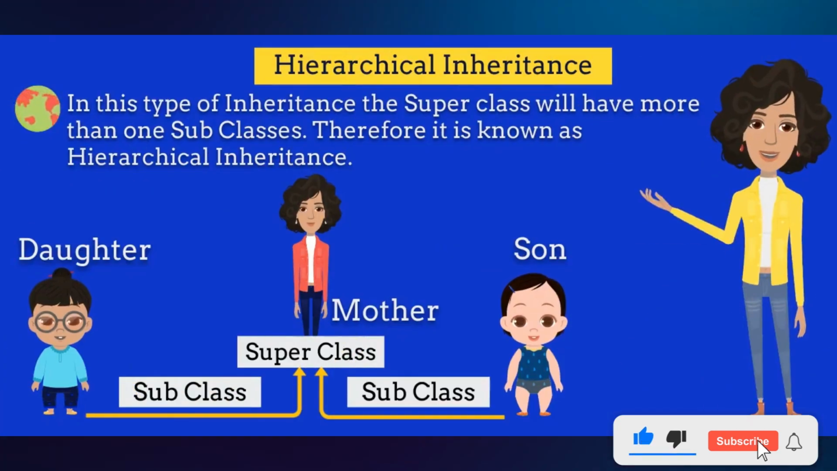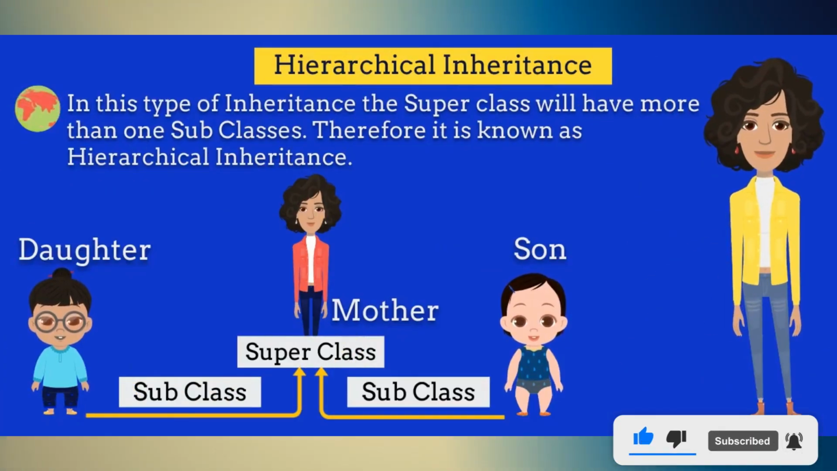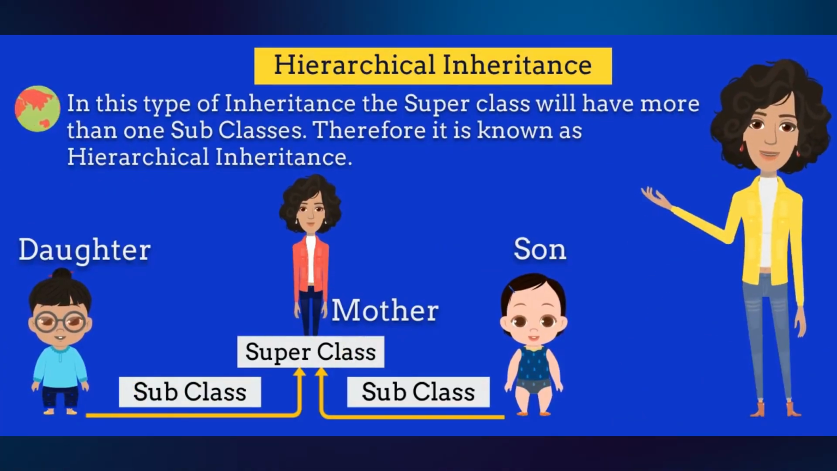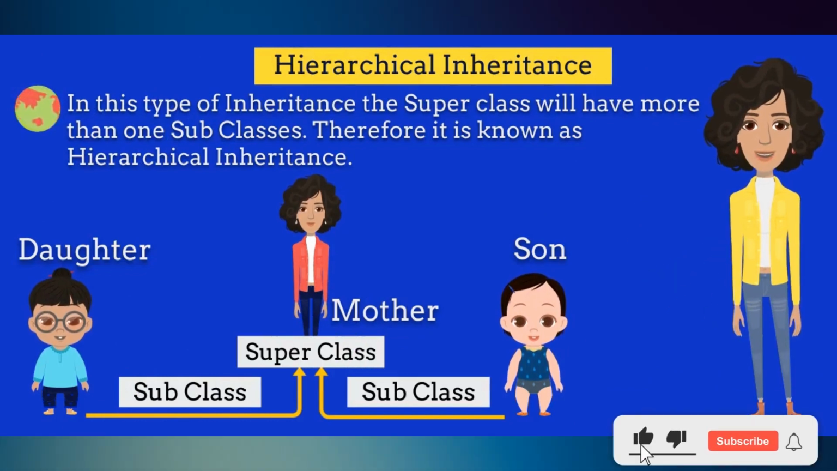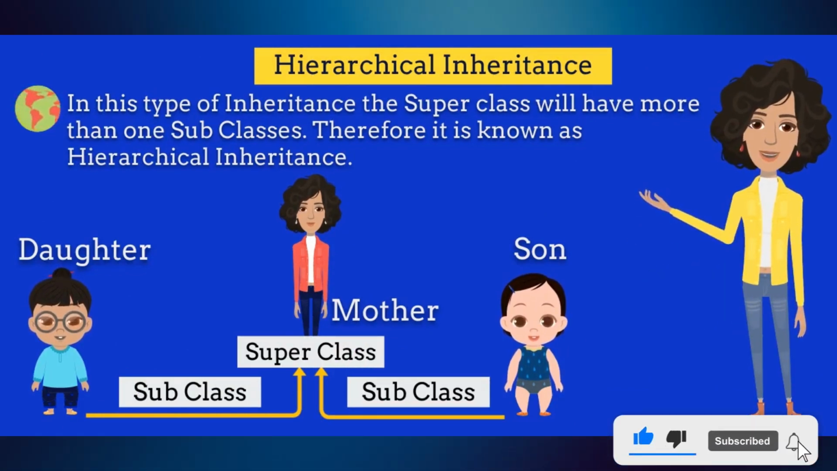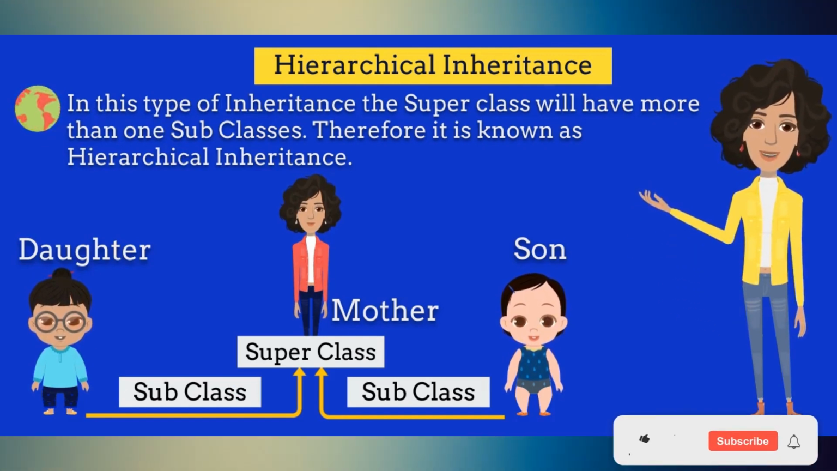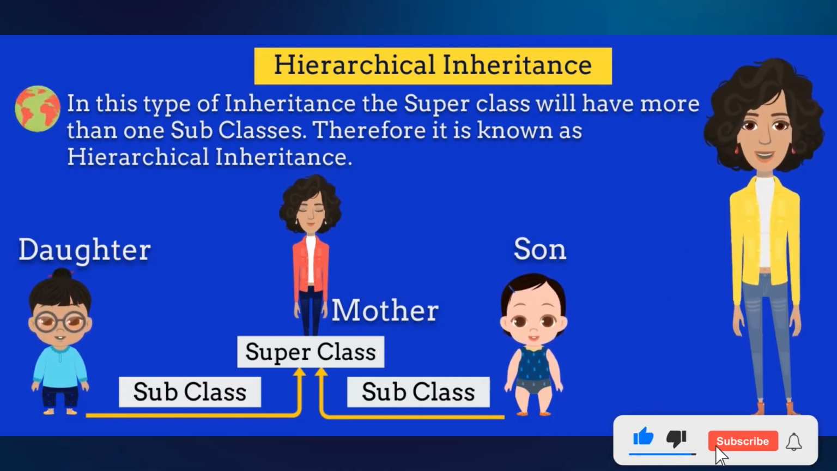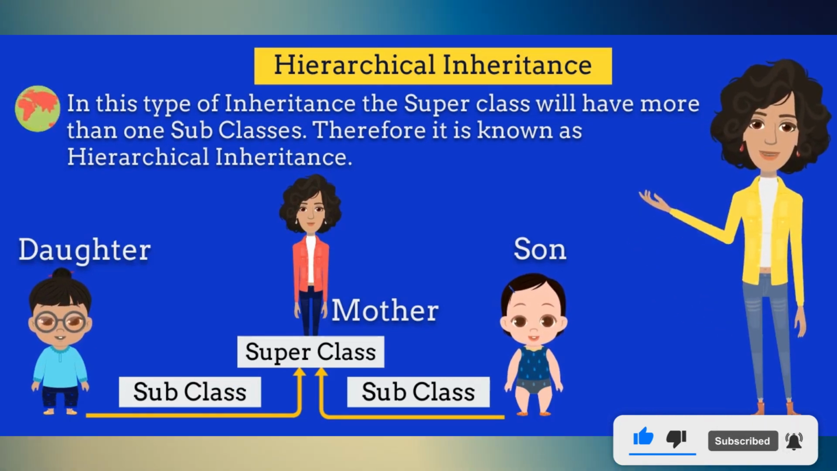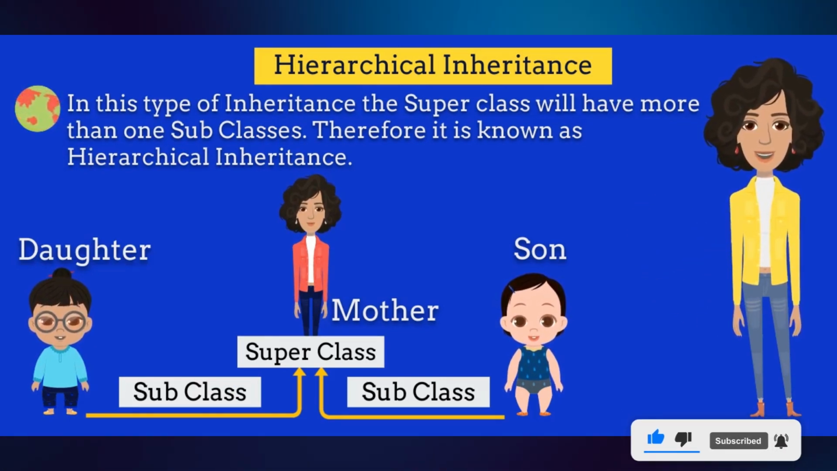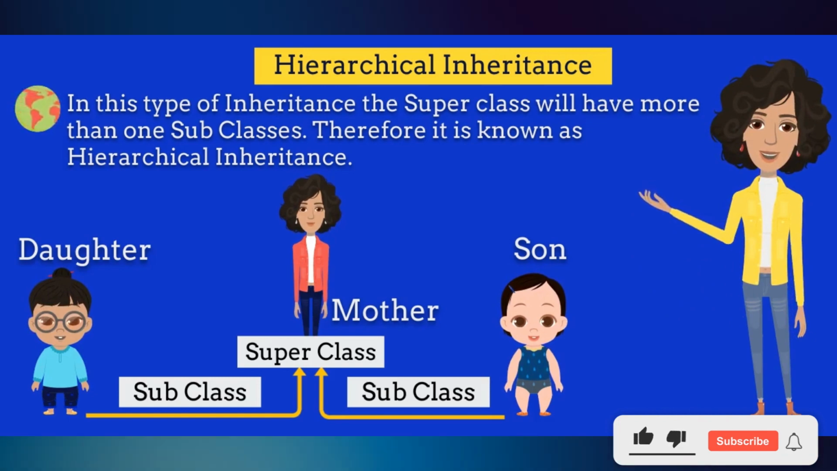Now I am explaining hierarchical inheritance. In this type of inheritance the superclass will have more than one subclasses. Therefore it is known as hierarchical inheritance. For example, I am superclass, but my daughter and son are acting as subclasses here. From the given diagram you can understand easily both will inherit my behavior and properties.